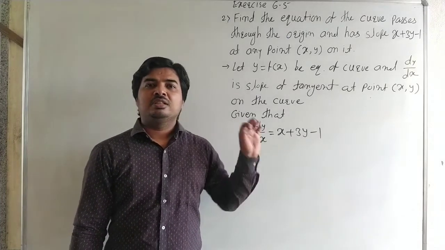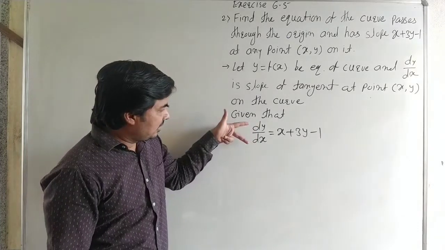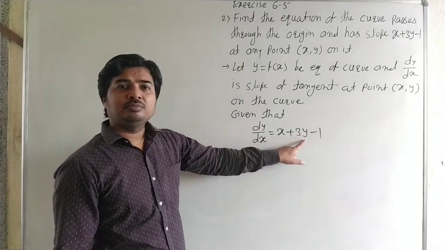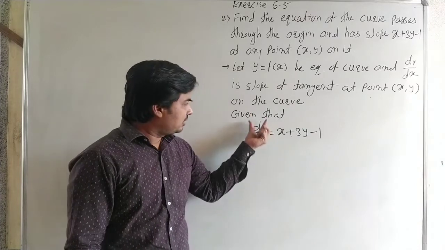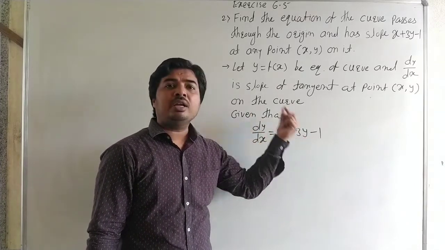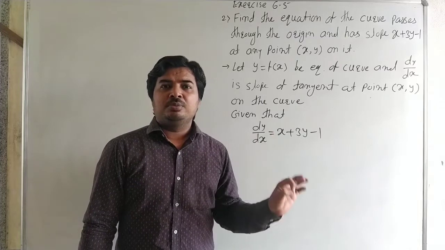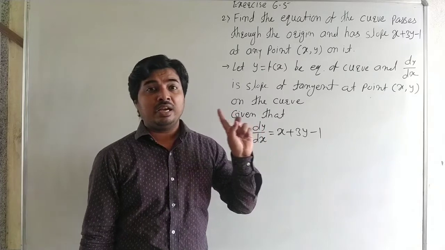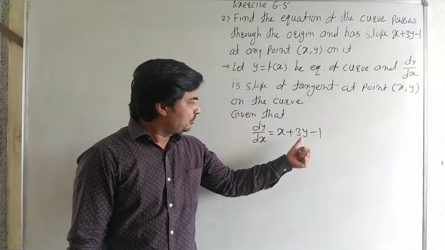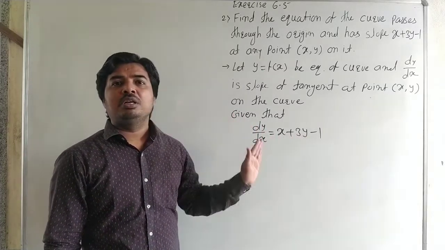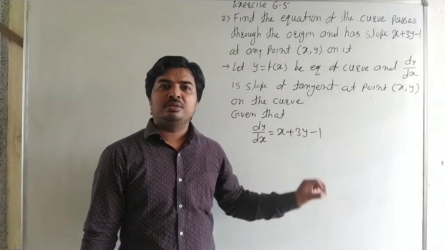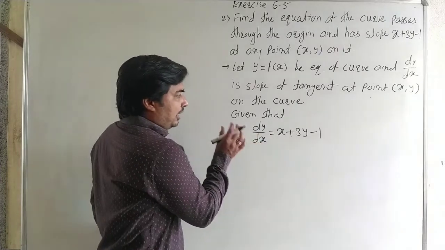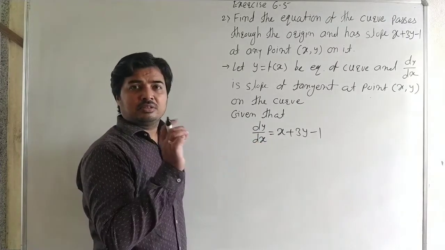Now check whether it is a linear differential equation or not. In a linear differential equation in y, the degree of dy by dx and the degree of y are 1. Here the degree of dy by dx is 1 and the degree of y is also 1. For a linear differential equation in y there are two conditions: the degree of dy by dx and the degree of y are 1, and y and dy by dx are not multiplied together. So it is a linear differential equation in y. Now we write the linear differential equation in y.